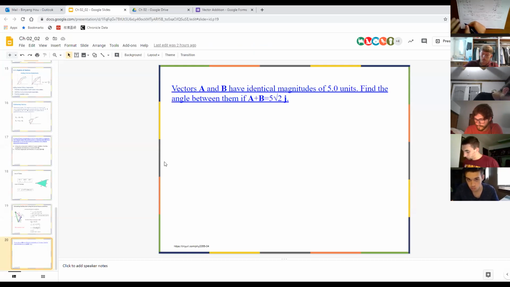So I will list the knowns for this one. We know that A and B have the same magnitude. A and B without arrow means the magnitude is 5 units. It tells you C vector is equal to A vector plus B vector, which equals 5 times square root 2 in the J direction. So that means this is C vector, it's in the Y direction, which is equal to A plus B. It's asking what would be the angle between vectors A and B.